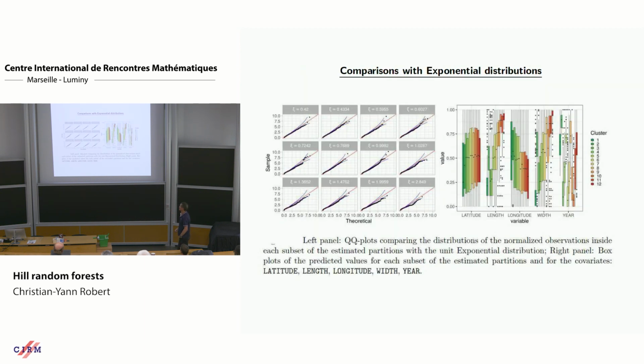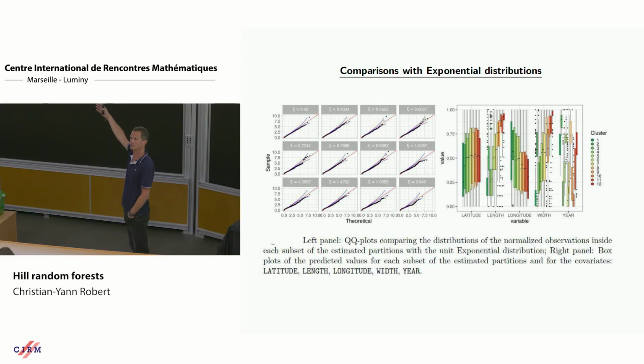And to be sure that we do something which is pertinent, we have the 12 clusters and the 12 QQ plots. So we compare the value of the data after, of course, all the normalization needed with the exponential distribution. So we observe a straight line. So it is a very good point to say that our model makes sense.